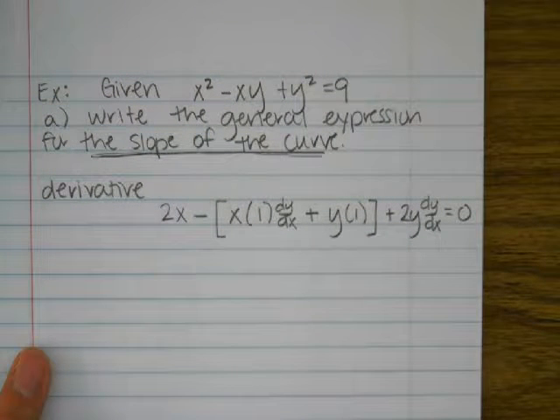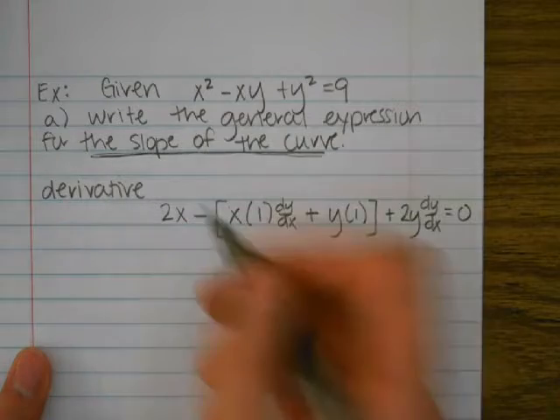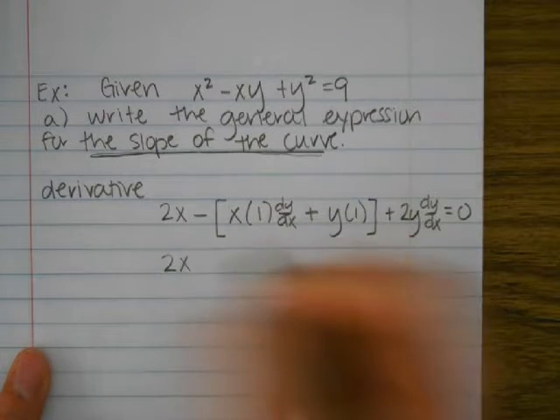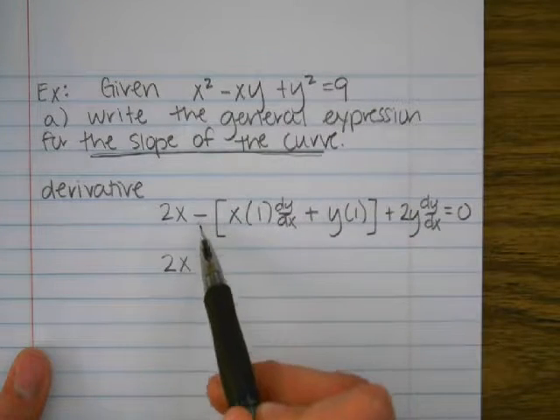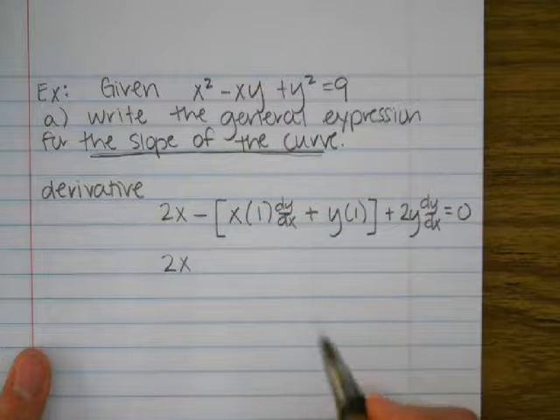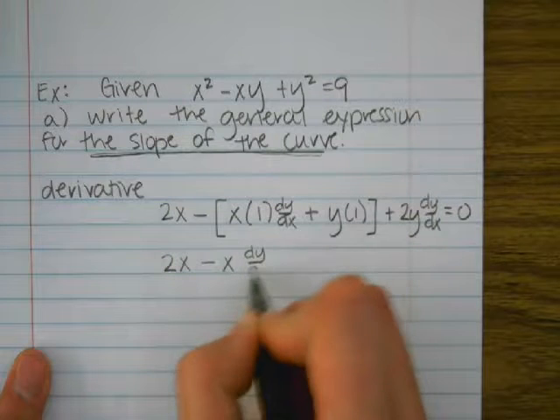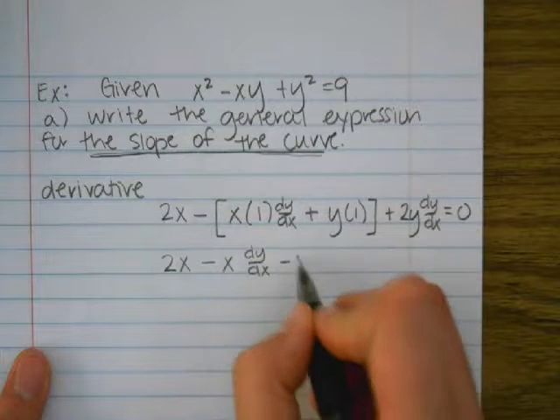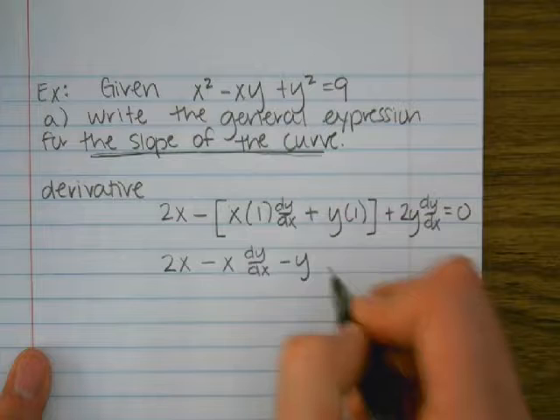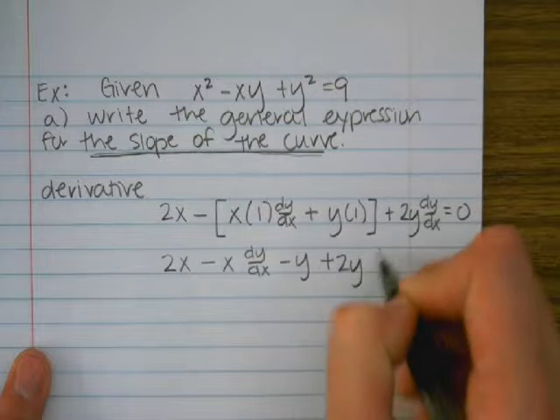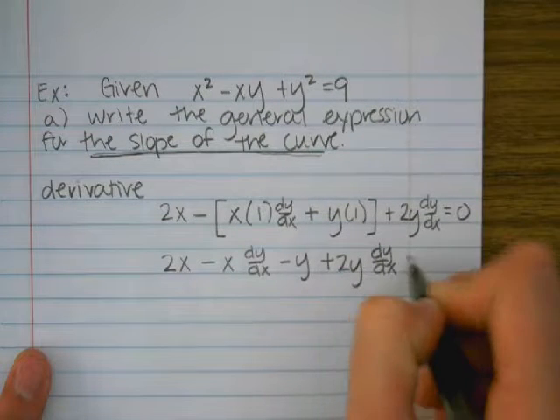Okay, I'm going to simplify a little bit. Are you guys okay with me distributing this negative right now? So minus x dy dx minus y plus 2y dy dx equals 0.